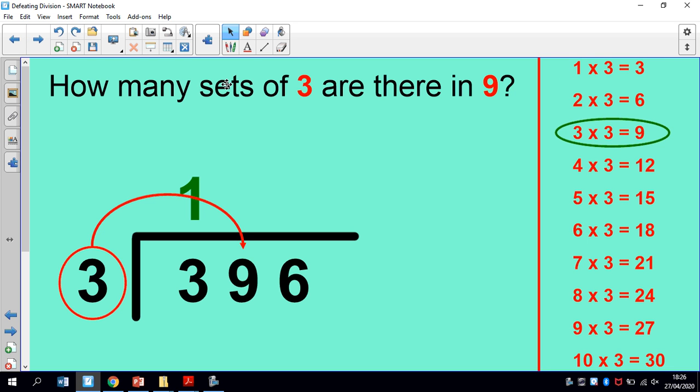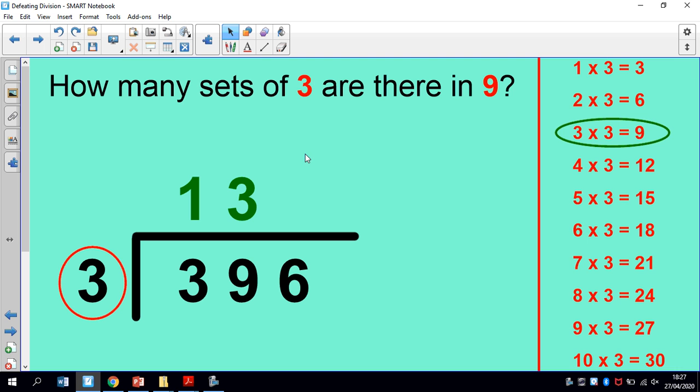Next we ask ourselves, how many sets of 3 are there in 9? Because that's the next digit along. And then we refer back to our multiplication table. We see that 3 sets of 3 make 9. So what do you think is going to go up here above the 9? It's going to be 3.